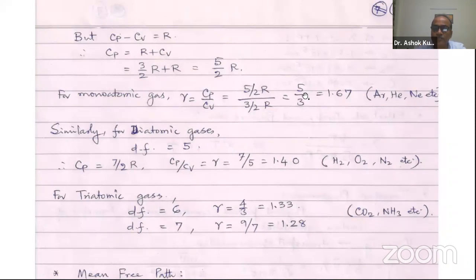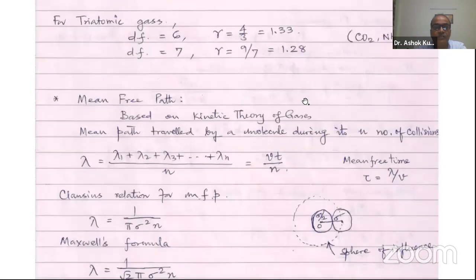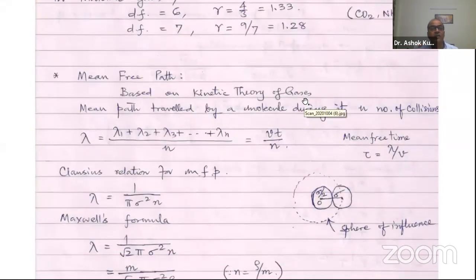Now we come to mean free path. What is mean free path? First of all, what is free path? From kinetic theory, we know that the molecules are always in random motion. What is the meaning of randomness? Any student, if you respond, what is the meaning of randomness?